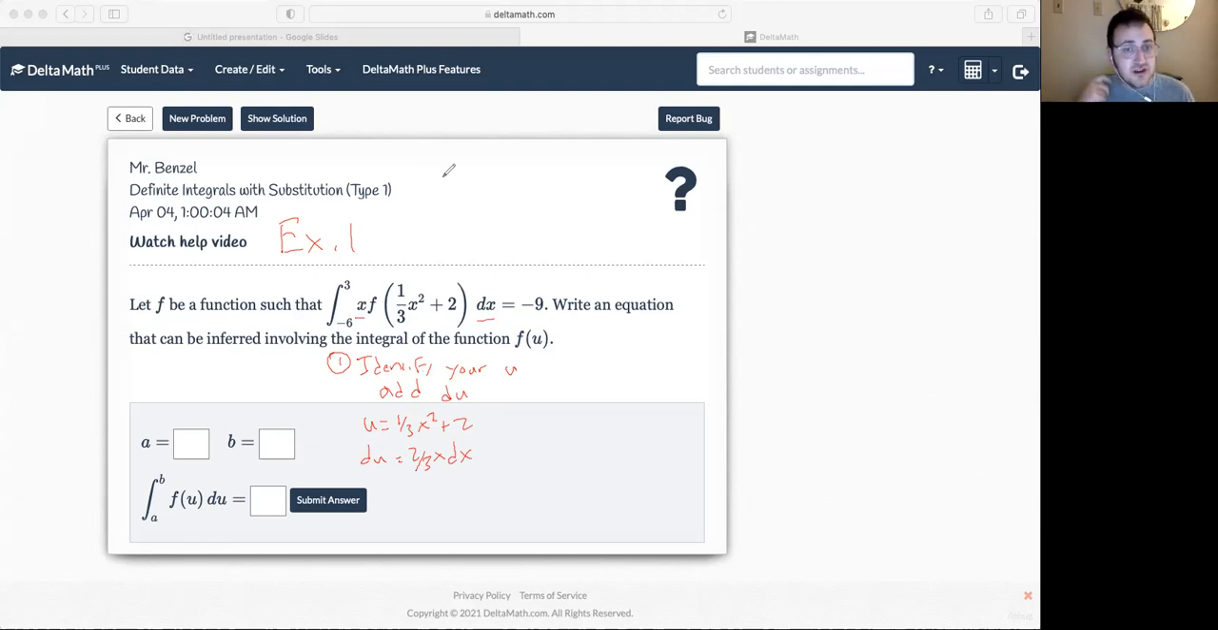What I do want to do here is get that x dx by itself. So I want to get that 2/3 on the other side. The opposite of multiplying by 2/3 is multiplying by 3/2. That's what I'm going to do. And so I have 3/2 du is equal to x dx. I'm just going to box that in green.